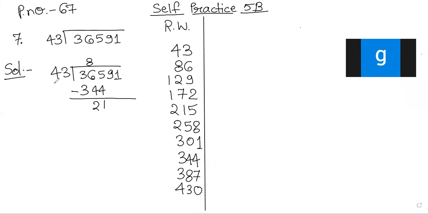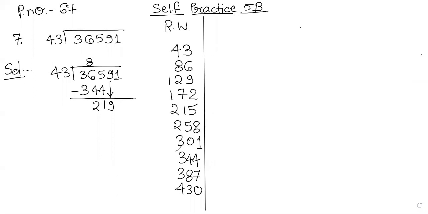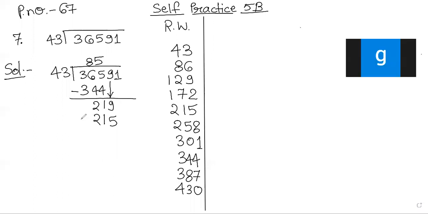Now compare this result with divisor. Result is smaller than divisor. We cannot divide, so we will bring down 9. Now our new number is 219, which is greater than divisor. Now it is divisible. Now look at the table of 43. In how many times can you divide? I think in 5 times. 43 fives are 215.